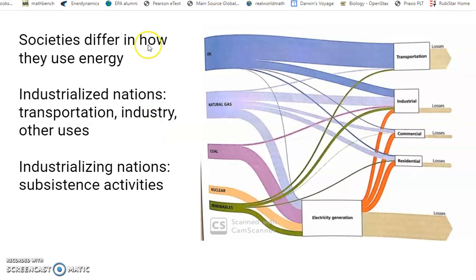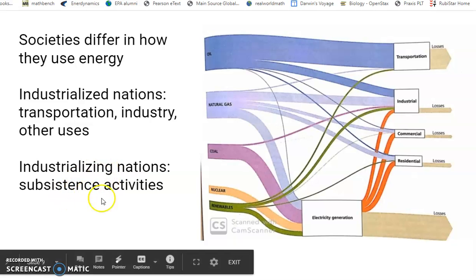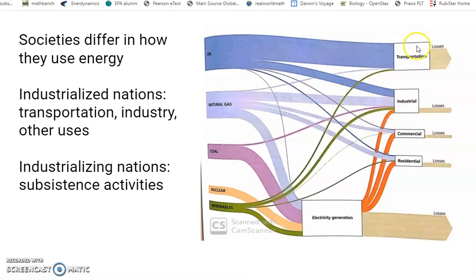All right, and then we vary a little bit in how we use energy. So industrialized nations basically split it about three ways: transportation, industry, and then other uses. Whereas industrializing nations are really focusing a lot on subsistence activities, so not so much on transportation and industrial uses.